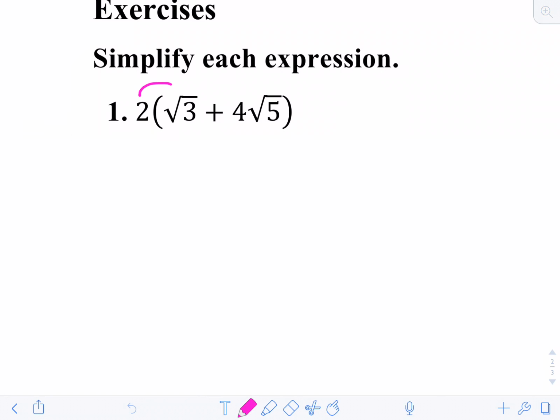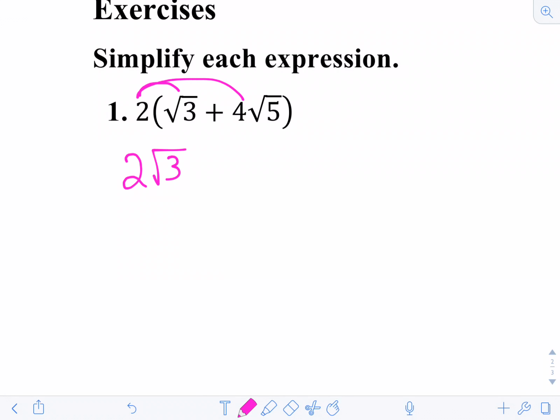You're going to distribute this 2 to everything inside. You do not multiply the 2 and the 3 because the 2 is on the outside of the square root and the 3 is on the inside. So they're separate things. All you do here is you combine them. So you have 2 times the square root of 3.